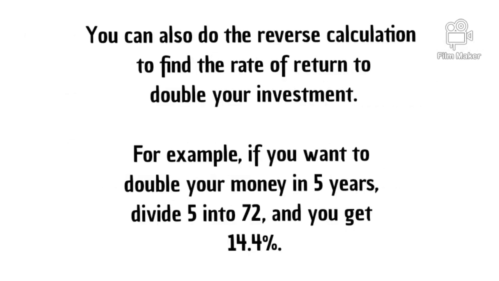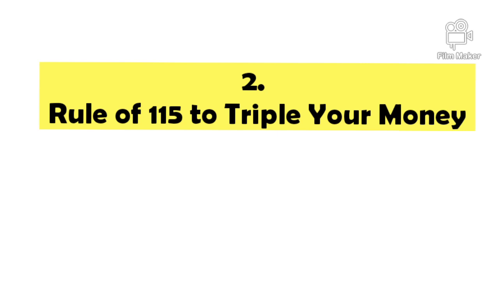You can also do the reverse calculation to find the rate of return. For example, if you want to double your money in 5 years, divide 5 into 72 and you will get 14.4%. Number 2. Rule of 115 to triple your money.